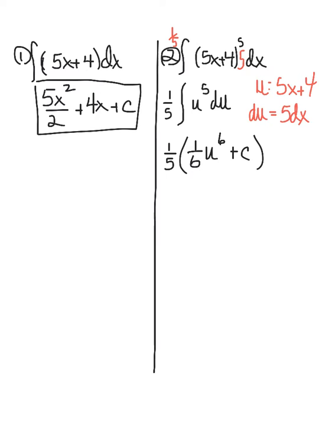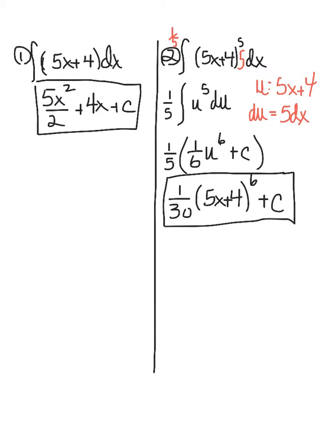Now we don't have bounds here. So remember, with U-substitution, when you don't have bounds, you're going to take this value u and substitute its value back in here. So we're going to do 1/30, because that's 1/5 times 1/6. Now let's substitute our u back in, which would be 5x plus 4 to the 6th power plus c. And that would be your answer.